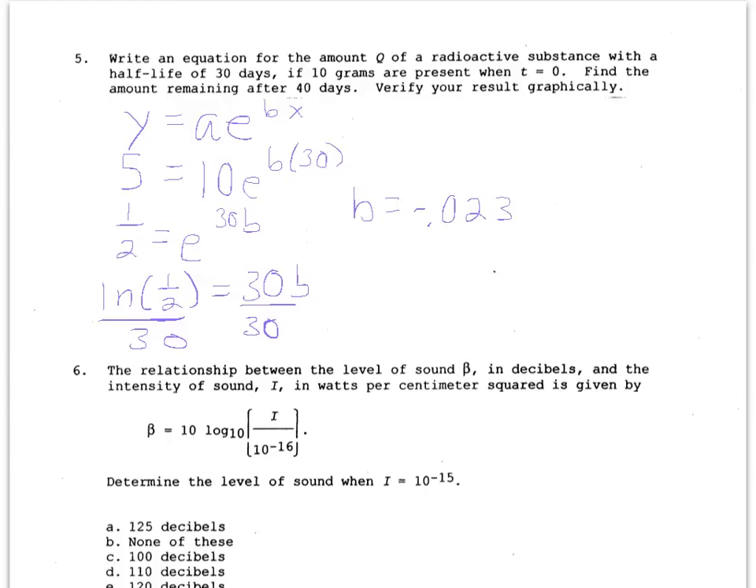-0.023. Now that we know the decay rate, we can just plug it into our formula to know how much we'll have of the substance after 40 days. So we have y equals 10 times e to the -0.023 times 40, which equals 3.985 grams.